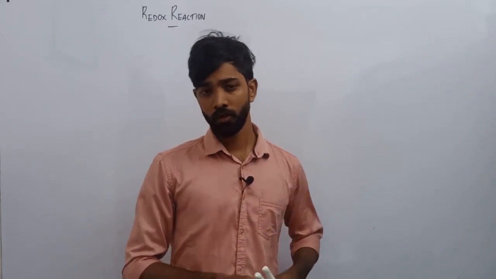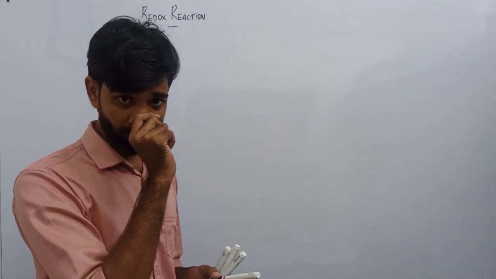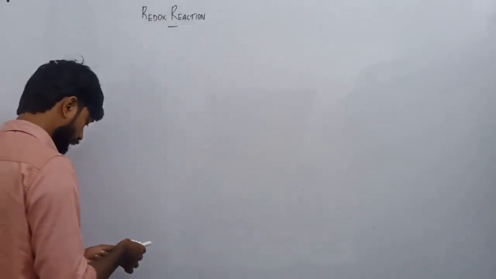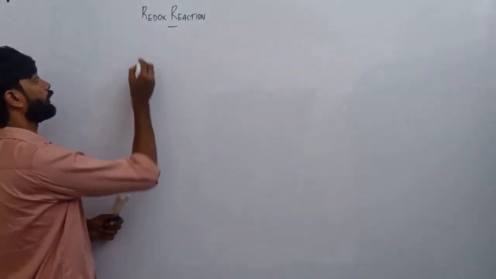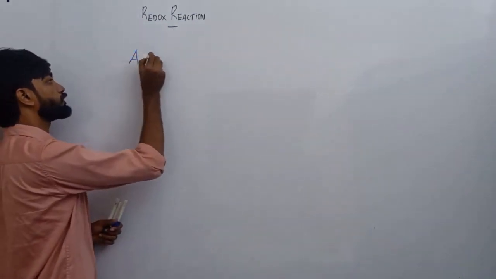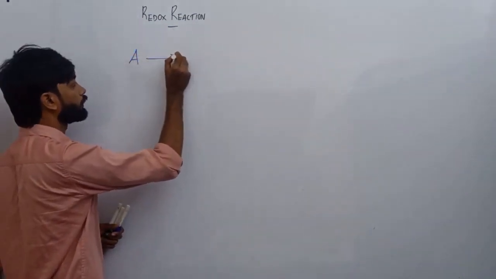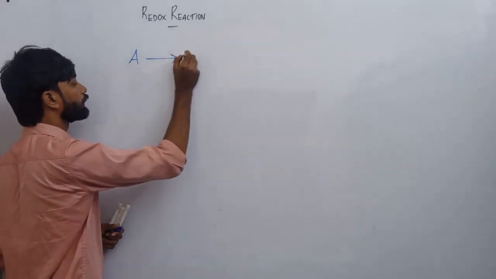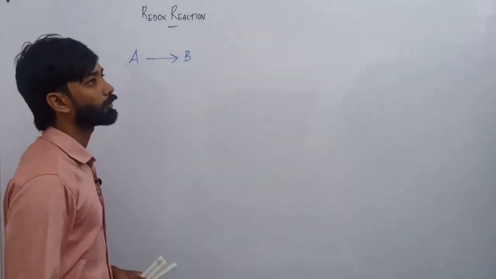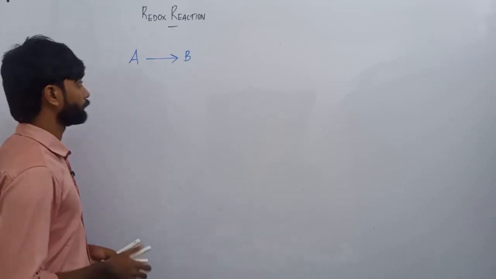A coordinate bond is something like a covalent bond, but the electron pair is completely dominated by one atom, right? I think you are familiar with that. Okay, so we have a coordinate bond like this, a coordinate bond from A to B.